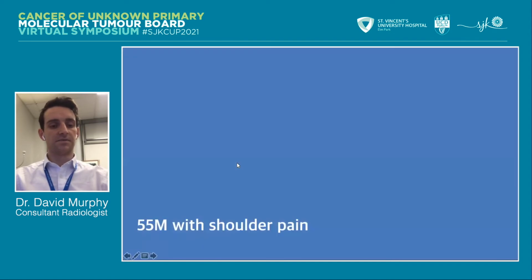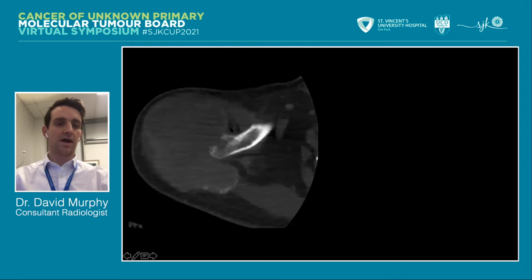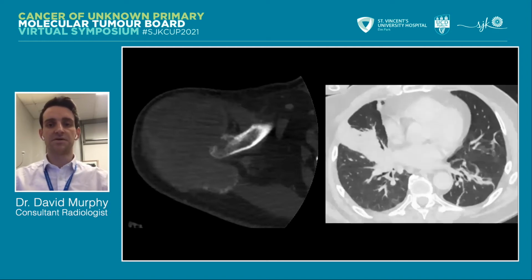This is a gentleman who presented with right shoulder pain, and initial CT examination showed this large destructive lesion centered in the right humeral head and involving the acromion. Biopsy showed an undifferentiated carcinoma with no definite primary site. And he had a repeat CT, which showed this persistent area of consolidation in the right middle lobe.